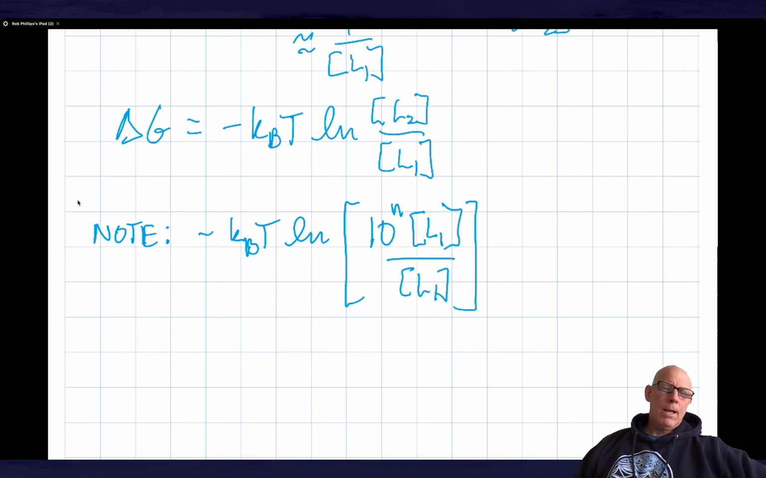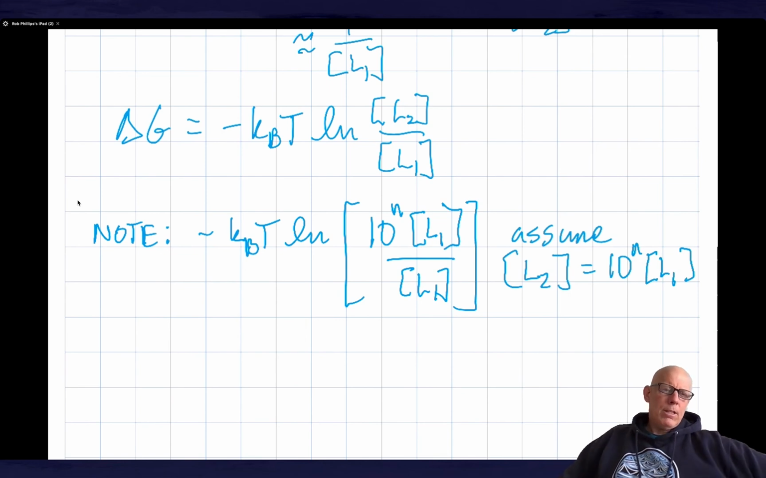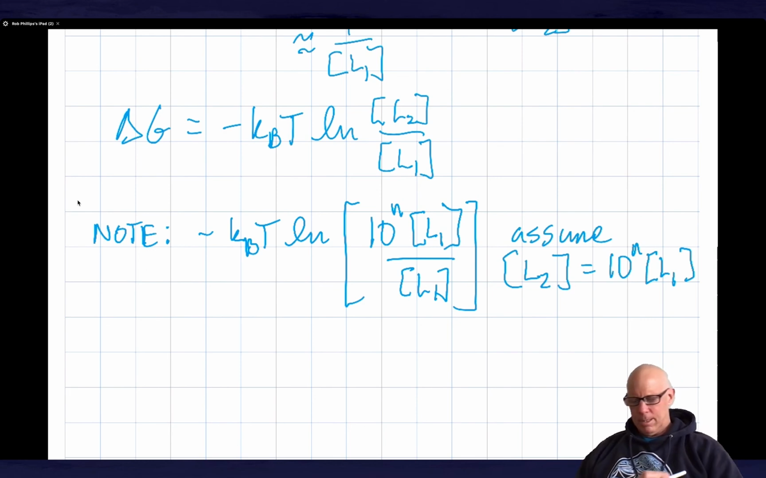I'm assuming that L2 is 10 to the n-fold bigger than L1. I'm not making any scientific statement about what I actually think is happening in the world of concentrations. I'm trying to make a point, which is I'm trying to show you that for every 10-fold increment in concentration change, it's worth roughly 2.3 kBTs of energy.